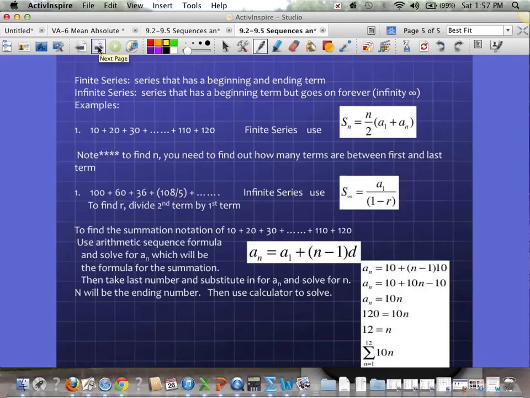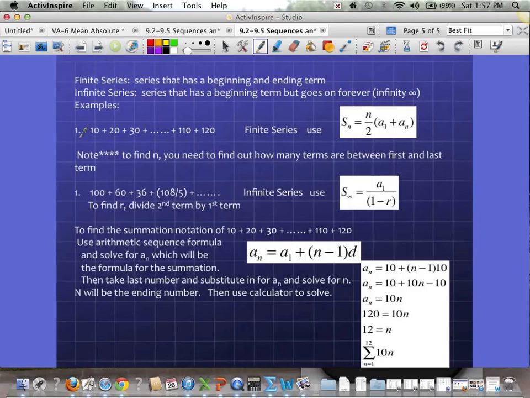Now, the last part is talking about finite and infinite series. Finite means it ends, so that means your series is going to have a beginning and an ending term. An infinite series is a series that has a beginning term, but it goes on forever. In other words, infinity. Okay? And that's why you get the infinite series.